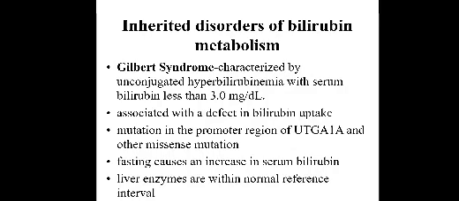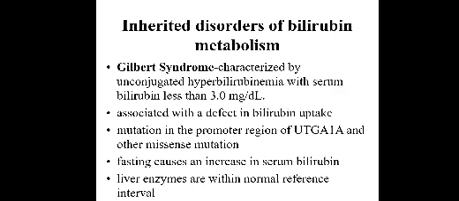Here, the first is Gilbert syndrome. Gilbert syndrome is characterized by unconjugated hyperbilirubinemia with serum bilirubin less than 3 milligram per deciliter. This is very, very important. It is associated with a defect in bilirubin uptake. So, what is the defect in Gilbert syndrome? There is a defect in the bilirubin uptake.